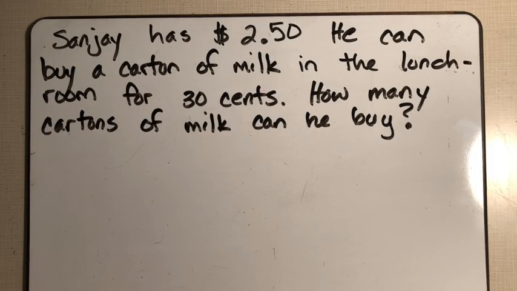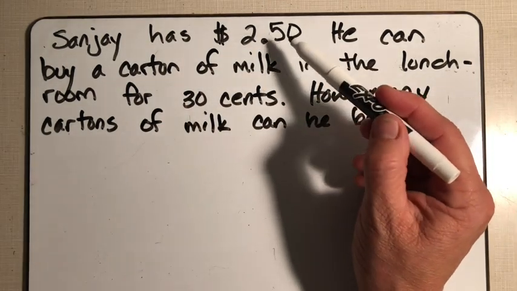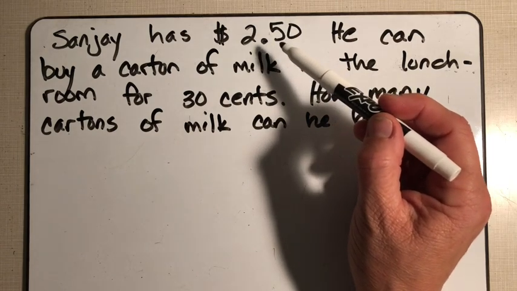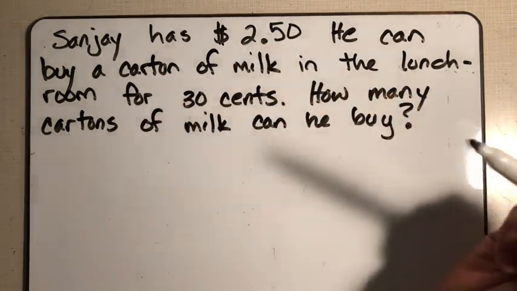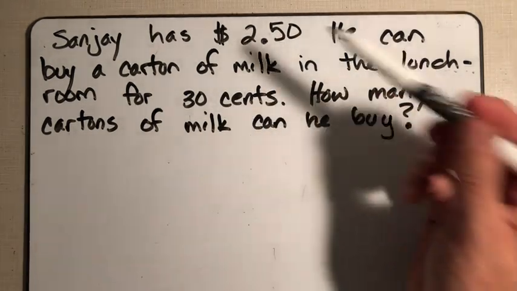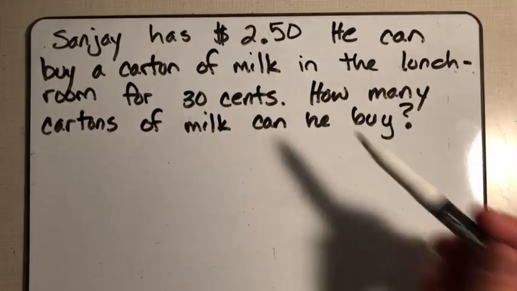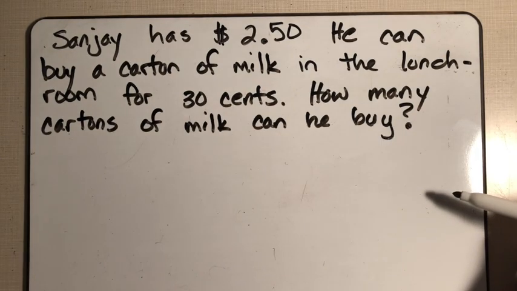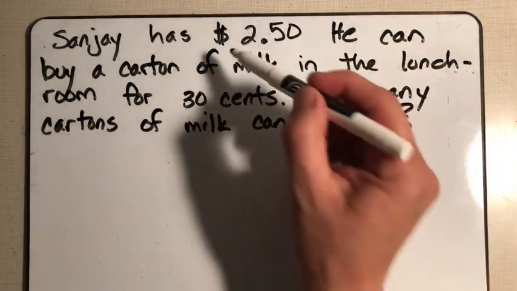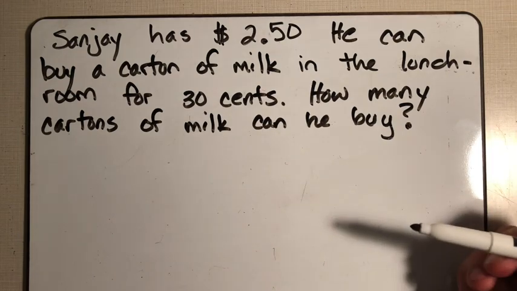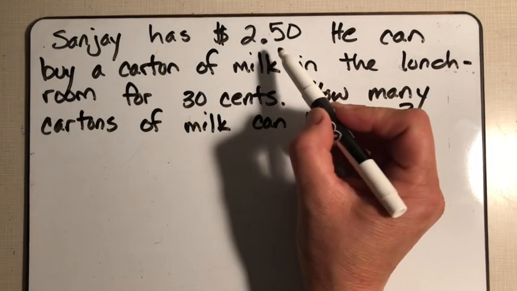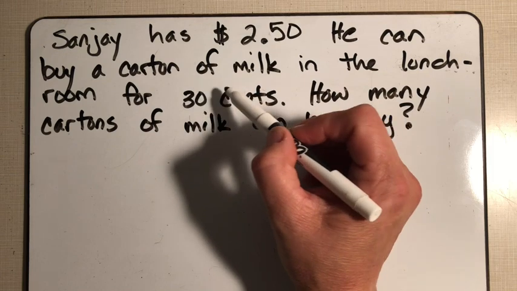Sanjay has $2.50. He can buy a carton of milk in the lunchroom for 30 cents. How many cartons of milk can he buy? So he's going to start with his $2.50, and he's going to split it up into groups of 30 cents. So 30 cents for the first carton of milk, 30 cents for the second carton, 30 cents for the third carton, and so on until he's out of money. That's splitting up of a whole into parts. That is division. So we need to divide $2.50 by 30 cents.